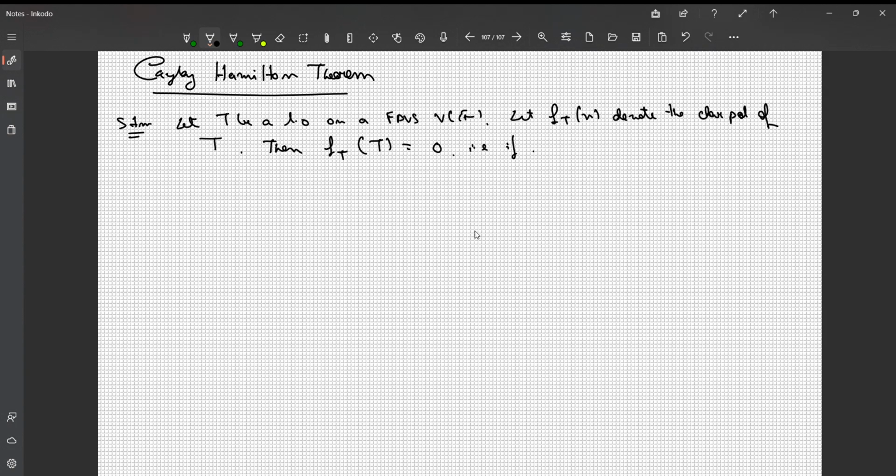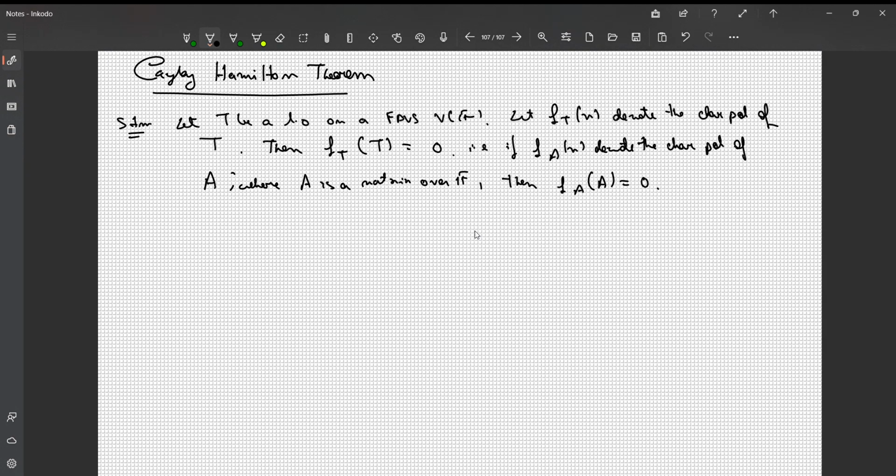So that is, if f_A(x) denotes the characteristic polynomial of A, where A is a matrix over the field F, then f_A(A) is equal to the 0 matrix, right? Here is the 0 operator, here is the 0 matrix. So you should beware of this fact. Right? I think I should have said be aware of this fact. I'm very sorry.